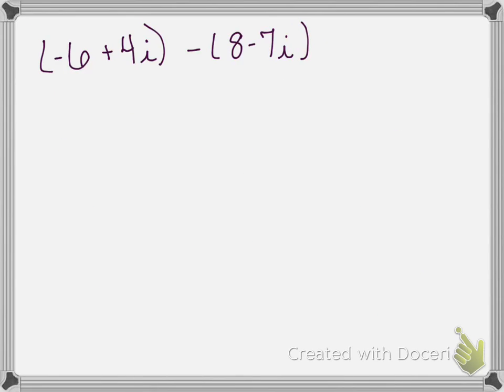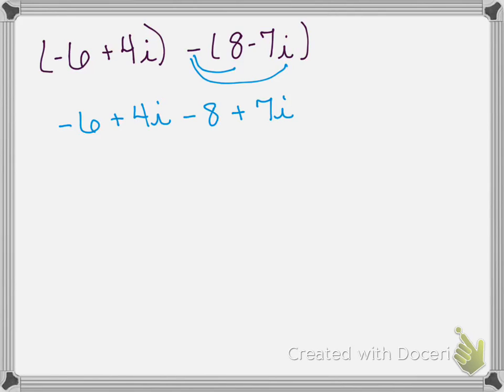Okay, this is just a quick addition problem, or it's actually subtraction. I want to just remind you that i is going to follow the same properties that x does. And so we are going to distribute this negative right there. We're going to distribute that negative. And then we're going to combine like terms. So I have negative 6 plus 4i, then I'm going to have negative 8 plus 7i.